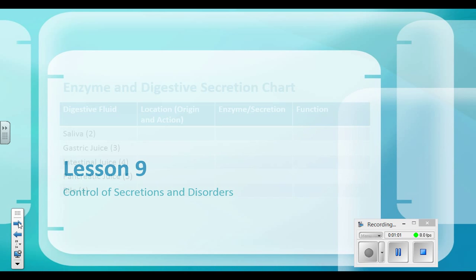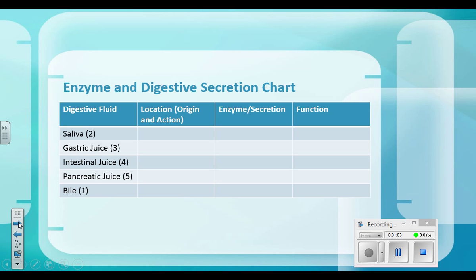So here is what I would like for you to make. It's a chart. I have 4 columns: digestive fluid, location, and I put origin and action, because I'd like you to know where things are coming from and where they are actually affecting your food. Then the third column is enzyme or secretion, and the last column is function.